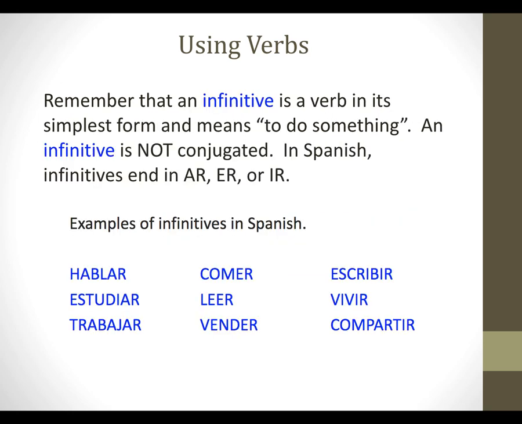Okay, now remember that an infinitive is a verb in its simplest form and it means to do something. An infinitive is a verb that is not conjugated, and in Spanish, infinitives all end in either AR, ER, or IR. Okay, so here I have three examples of each type. Once we've gone through these quickly, I'm going to need you to pause the video and fill in the rest of Part A of your note guide.